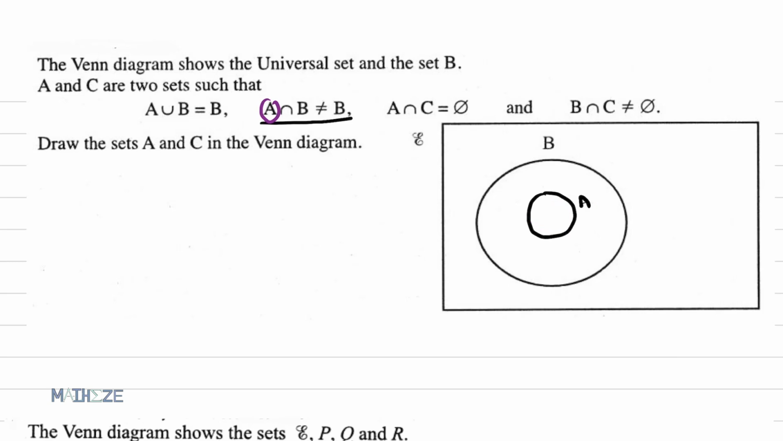Now comes A intersection C is a null set. That means it's a disjoint set. Do you get this? But B intersection C is not a null set. That means B and C have something common. So can you draw C like this? That A and C is a null set. There is nothing common. But there is something common between B and C because it's not a null set. Got this?